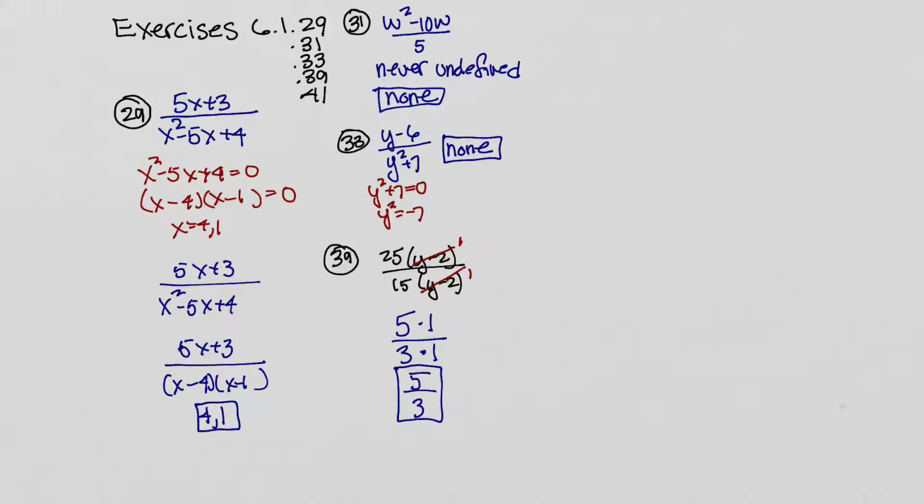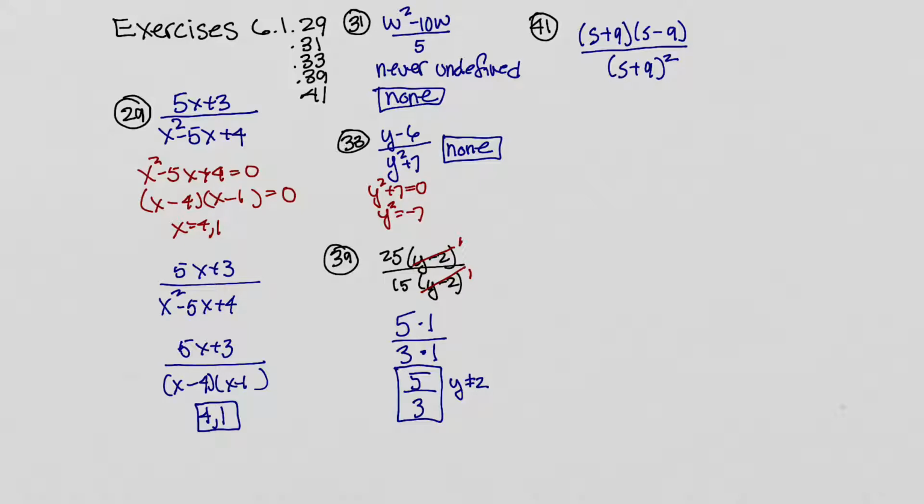Now this 5 over 3 only works as long as y is not equal to 2. Right? Because if y is equal to 2, we're going to get something that is indeterminate. If we put a 2 in here and a 2 in here, we'll get 0 over 0. That's indeterminate. So we don't want divisions by 0, so let's exclude 2. So y is not equal to 2. As long as y is not equal to 2, we're going to get 5 over 3. If y is equal to 2, this whole thing is not defined.